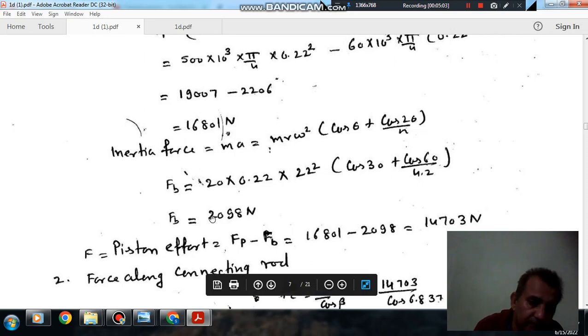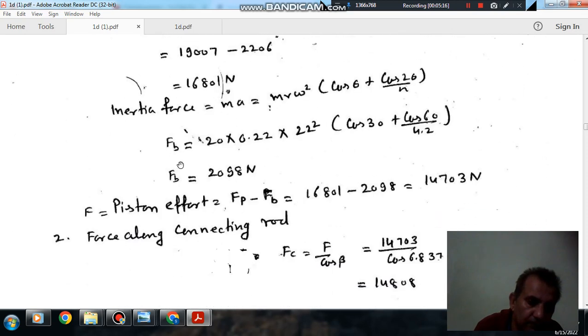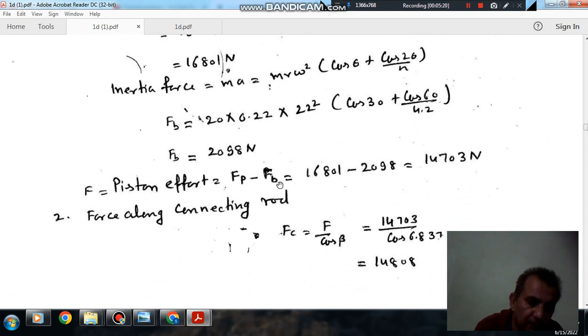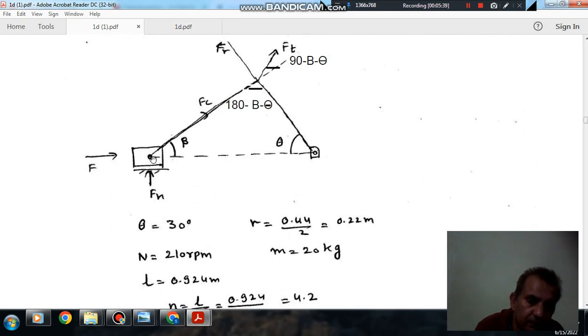So now the piston effort will be the net pressure force acting on the piston minus that inertia force. Okay, so inertia force is 2098. So the piston effort will be Fp minus Fb, that is 16801 minus 2098. So that is 14703 Newton. So the piston effort will be 14703 Newton.